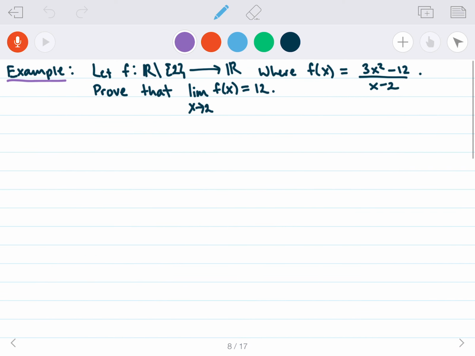So let's do another example here. This time I have a function from the reals without 2, and the reason is that if I put in 2, the denominator is going to be 0 here. And I'm going to define my function as 3x squared minus 12 over x minus 2.